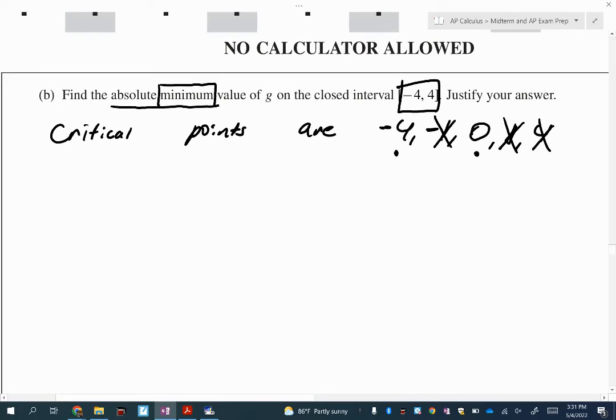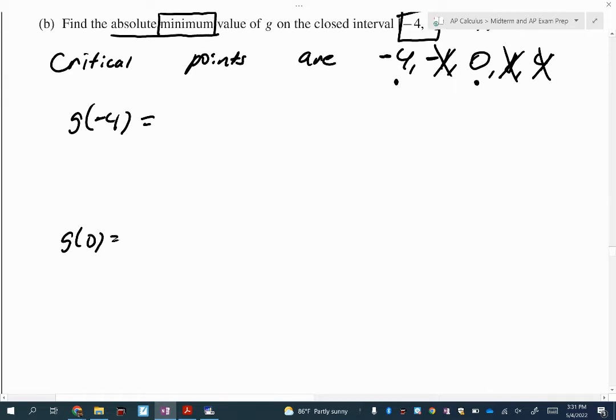So we need to evaluate these: g of -4 and g of 0. Didn't we already calculate one of these in part A? Which one did we calculate in part A? g of 0. And what was g of 0? 3/2.